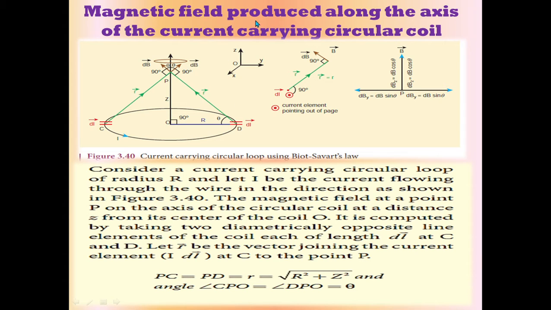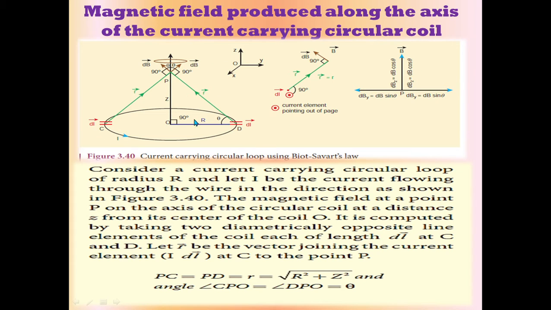Magnetic field produced along the axis of the current carrying circular coil. Once again, repeat the topic: magnetic field produced along the axis of the current carrying circular coil.